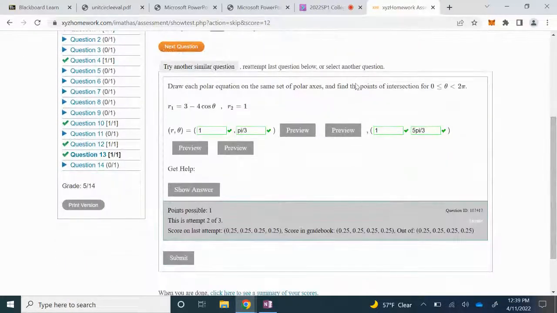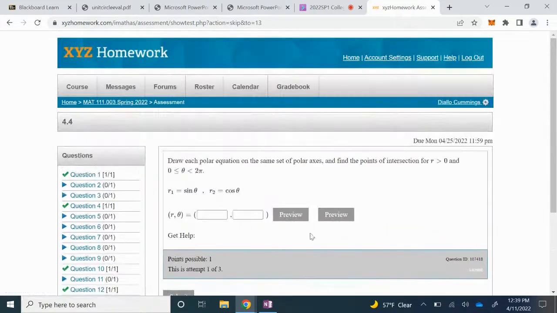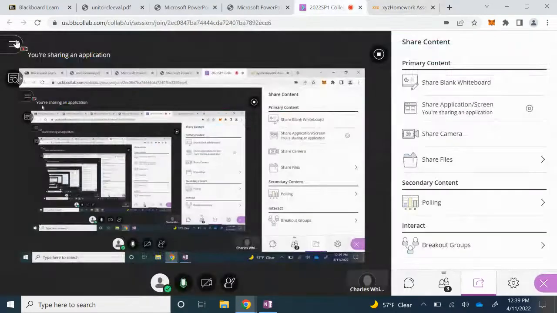My calculator was acting kind of quirky, but all right. For problem number 14, we're out of time, but it's similar. You can graph both on the same graph and find that point of intersection, and we will take a look at this one on the next session. All right, so here I'm going to stop the recording.